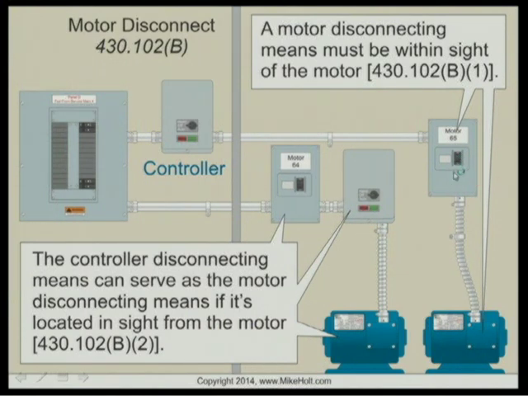Here's your disconnect. It's within sight of the motor. That's your rule. The controller disconnect, which is within sight of the controller, can serve as a disconnect for the motor if the controller disconnect is within sight of the motor. So you have a disconnect for the motor within sight, and a disconnect within sight of the controller, that's fine. Or one disconnect can serve as the disconnect for both the controller and the motor, as long as it's within sight of the motor and the controller.